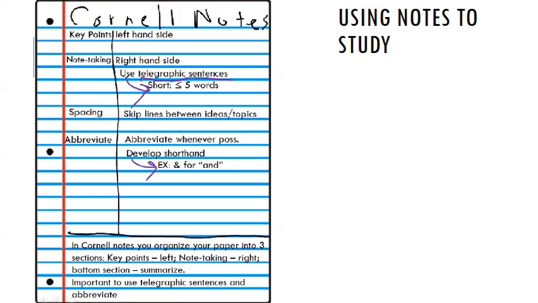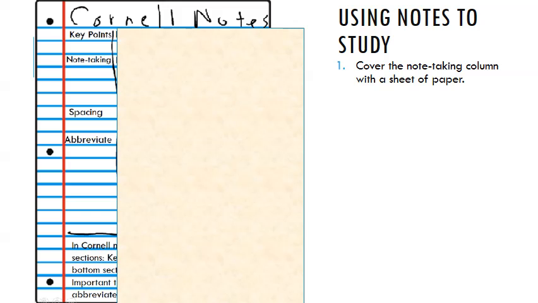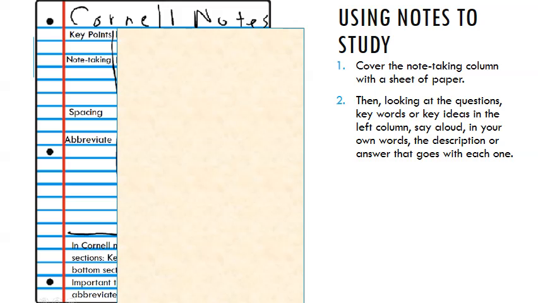So when you're using these type of notes to study, this makes it pretty easy now that everything's all set up for you. One of the first things you want to do is cover the note-taking section with a piece of paper. And then what you do is you say the key terms out loud and you describe them the best way you can. So I would say key points. Well, they go on the left-hand side. Note-taking goes on the right-hand side. And I have to make sure that I remember that telegraphic sentences are used when I'm note-taking, which are 5 or less words. Spacing, I would talk about spacing being important. You need blank space between topics and ideas. And abbreviating whenever possible, developing a shorthand.